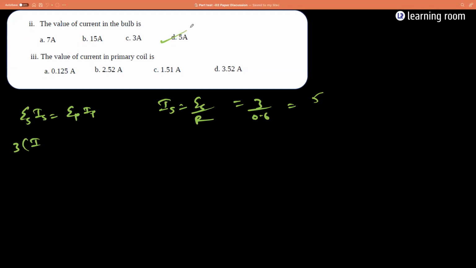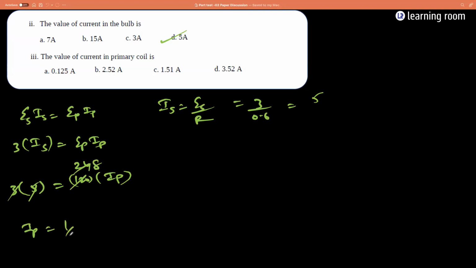The value of current in the primary coil. So ES into IS is equal to EP into IP. So 3 into 5 is equal to primary coil voltage, 120 into IP. So this goes 24 times. So 1 by 8. So IP will be equal to 1 by 8, which is 0.125.